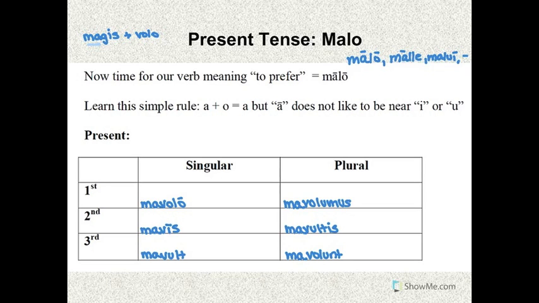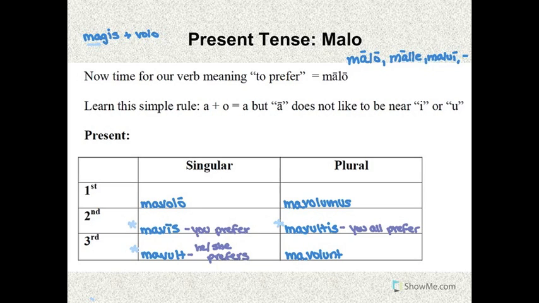Alright, let's see where the contractions happen. Well, in each place where it did not contract under nolo, it still will not contract here. So ma vis will stay the same, meaning you prefer. Ma vult will stay the same, meaning he or she prefers. And ma vultis will stay the same, meaning you all prefer.